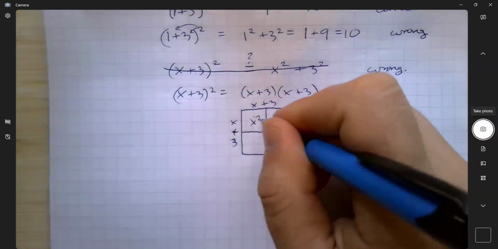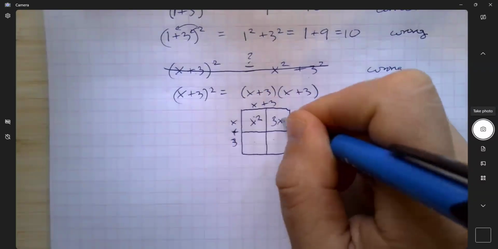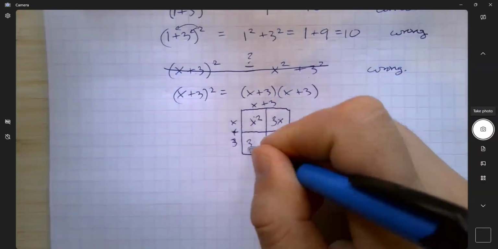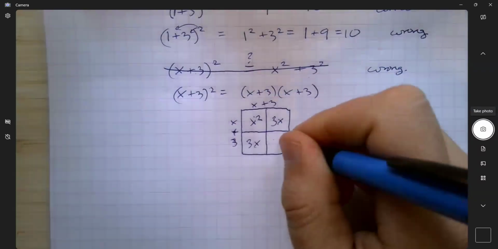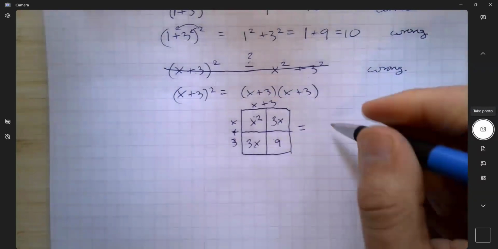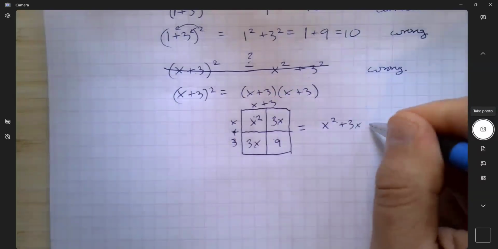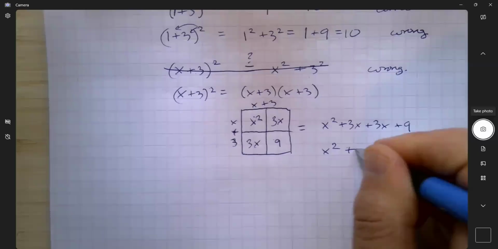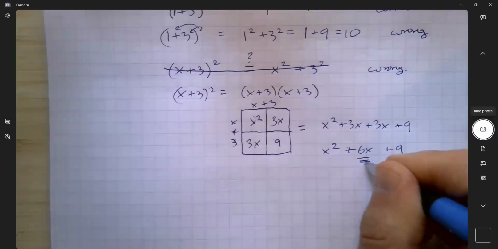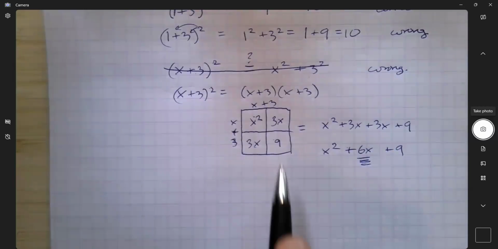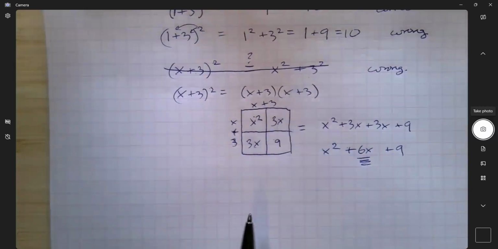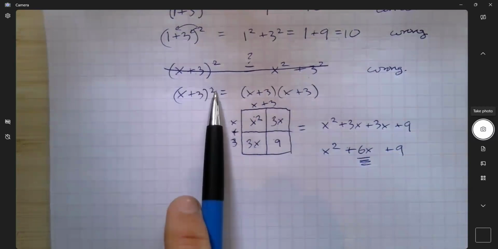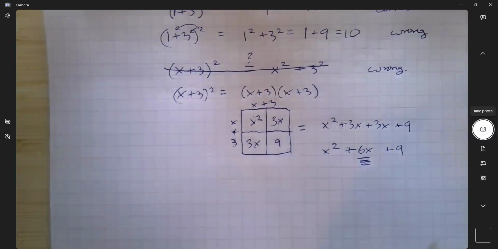X times x is x squared. 3 times x is 3x. 3 times x again is another 3x, and 3 times 3 is 9. And then you add all the pieces up, and you get x squared plus 6x plus 9. That 6x is missing if I do it wrong. So squareds, any powers, they do not distribute across addition or subtraction. They only distribute across multiplication and division.